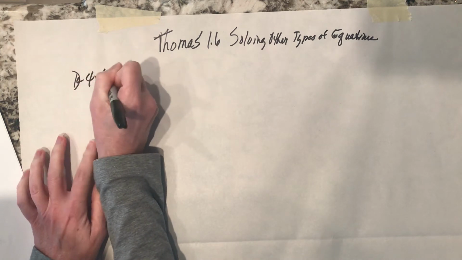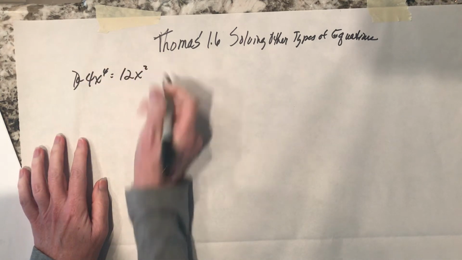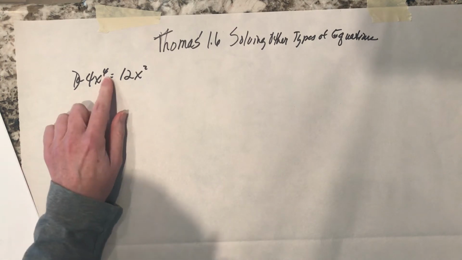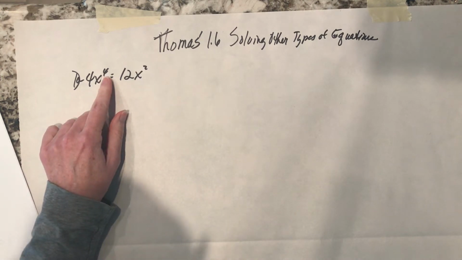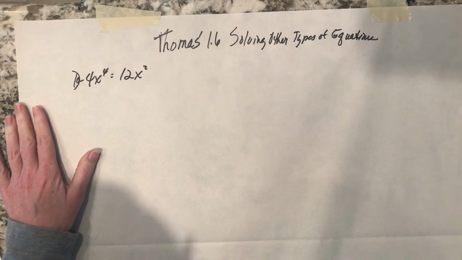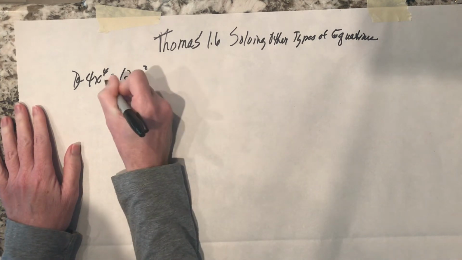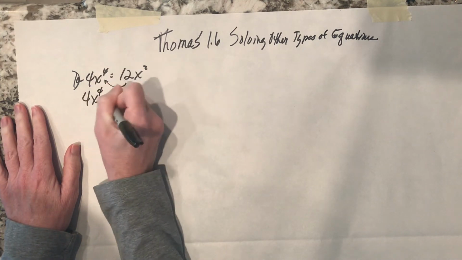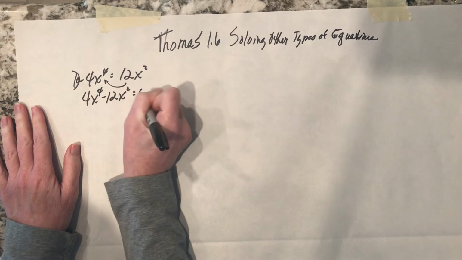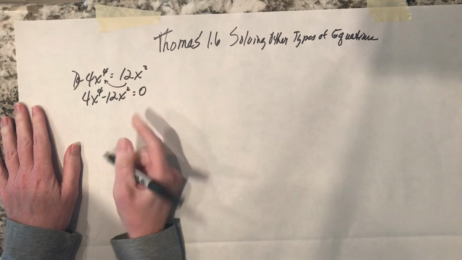Got 4x to the 4th equals 12x squared. You can see that we've got an exponent that's higher than a 2. We're still going to do it the same way. Zero factor property. Send this over. We get 4x to the 4th minus 12x squared equals 0. There we've got a 0.